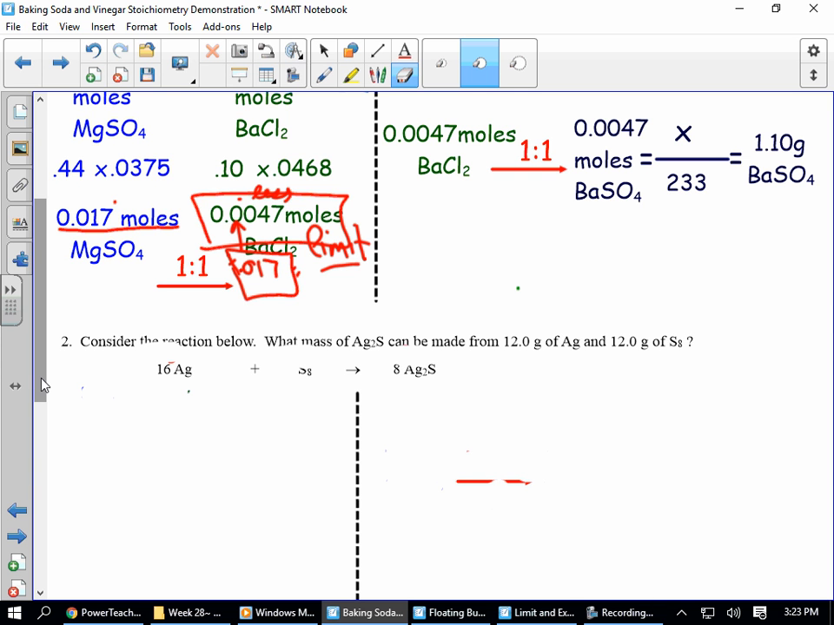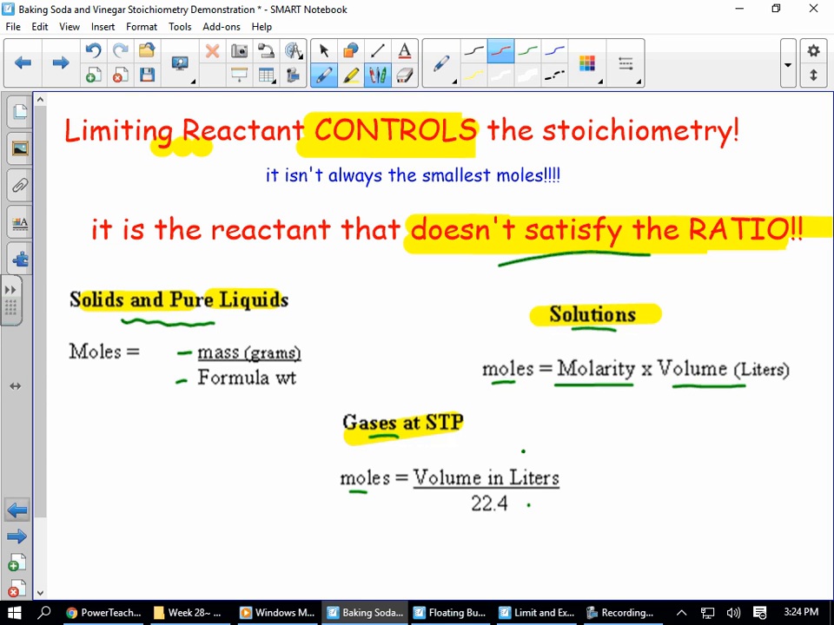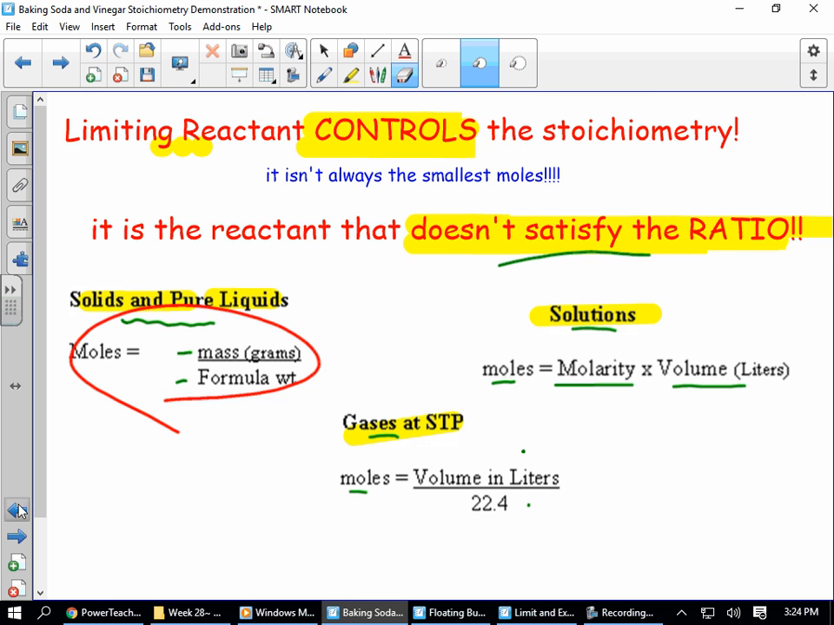Good, so I have a 16-to-1-to-8 balance, and it says that I have 12 grams of silver and 12 grams of S8, and I want to know what mass of silver sulfide I can make. So my question is, if I have 12 grams of each, I've got to put each into moles. These are now both solids, so I should be thinking that I'm going to use this equation.